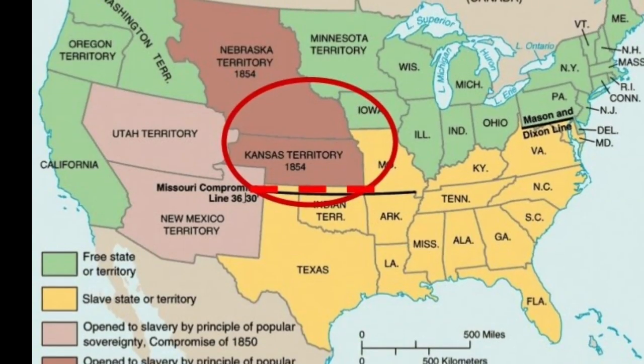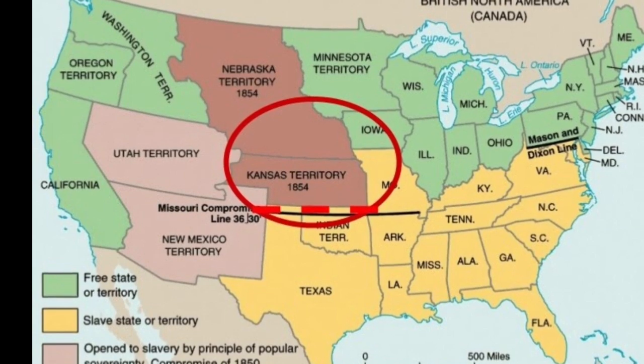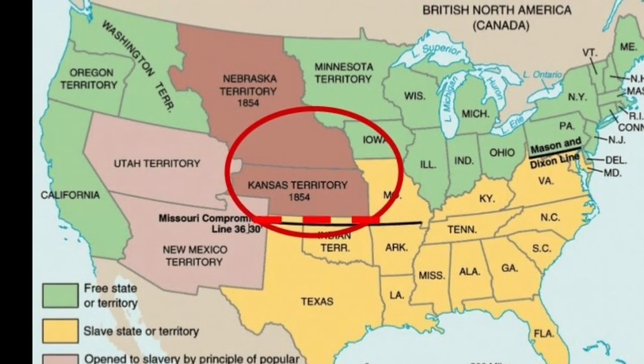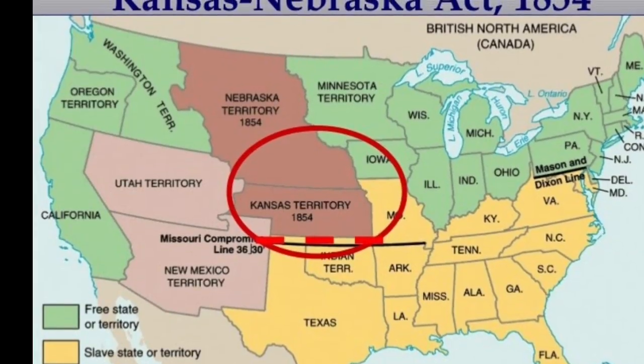The Kansas-Nebraska Act was passed by the U.S. Congress on May 30th, 1854. It allowed people in the territories of Kansas and Nebraska to decide for themselves whether or not to allow slavery within their borders.